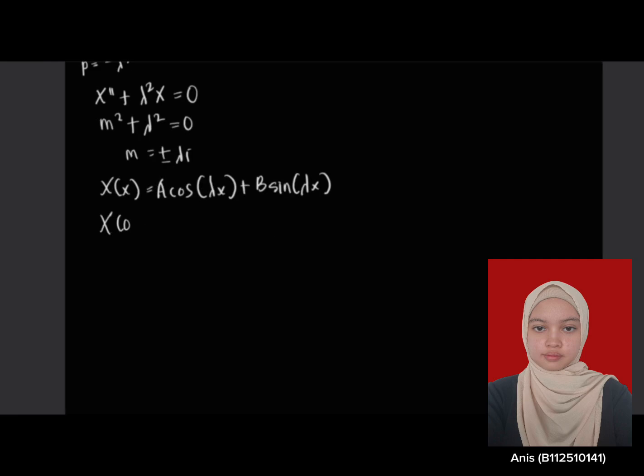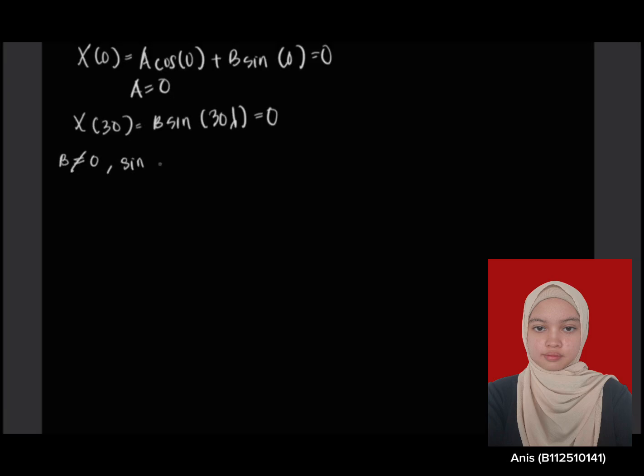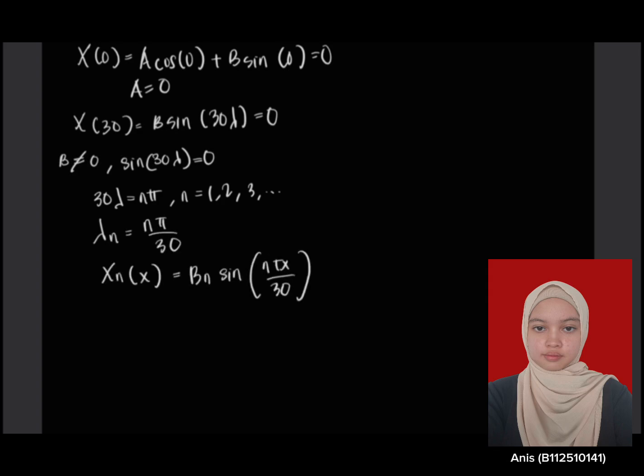So now we will get X(0) equals A cos 0 plus B sin 0 equals 0. We will get A equals 0. And for the second one we will get X(L) equals B sin(lambda L) equals 0. Since B is not equal to 0, we set sin(lambda L) equals 0. We find that lambda L equals n pi, and the n values are 1, 2, 3, and so on. And we get lambda n equals n pi over L.